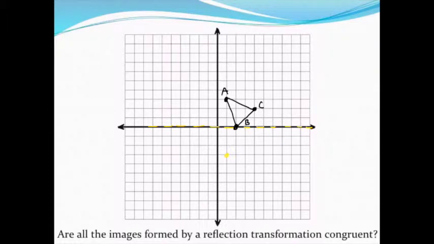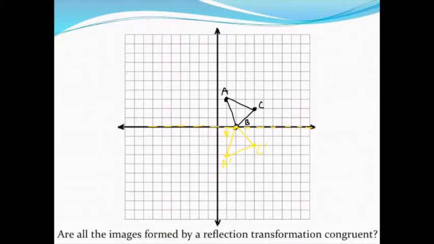B prime was at 2, 0, and I can see why that's going to be the case. Since B was right on the mirror, it would stay where it is. And then C prime was located at 4 and negative 2. And if I connect those and of course label them as we always want to do, I can see that yeah, that did make a reflection over the x-axis. A prime, B prime, and C prime.